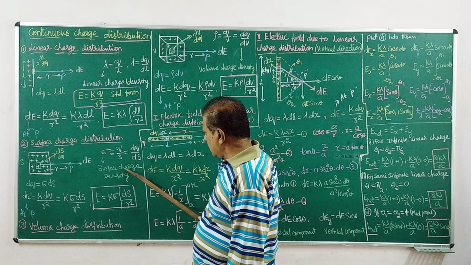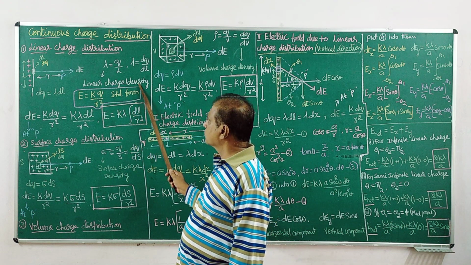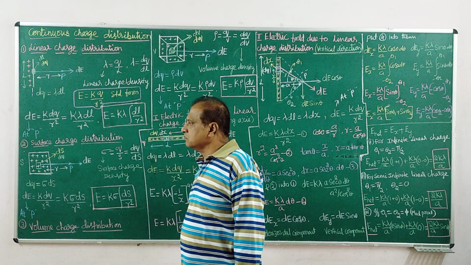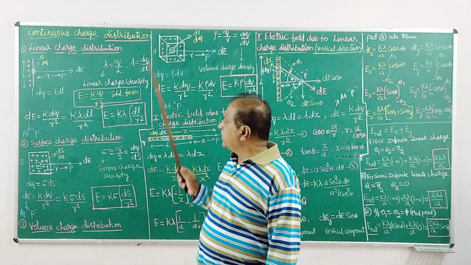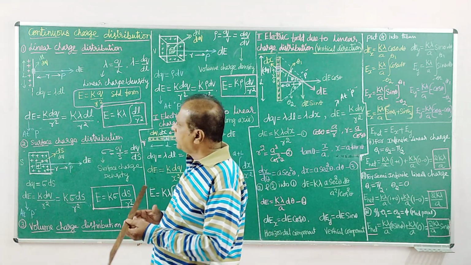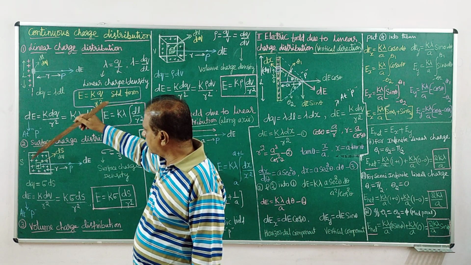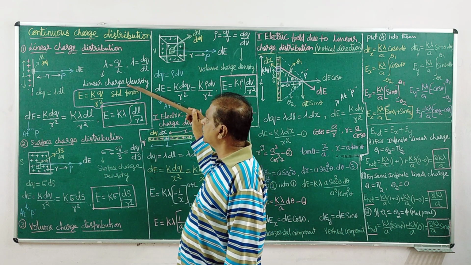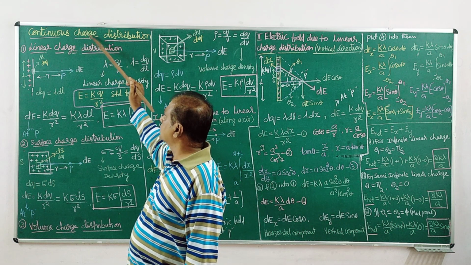This is surface charge density. This is linear charge density. This charge density characterizes the continuous charge distribution. This charge density remains the same. The charge density will remain the same when you observe at every point on the line, at every point on the space, at every point in this volume. If that is the case, that charge distribution is called continuous charge distribution.